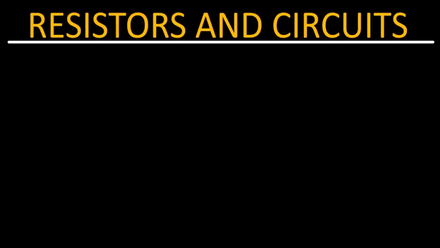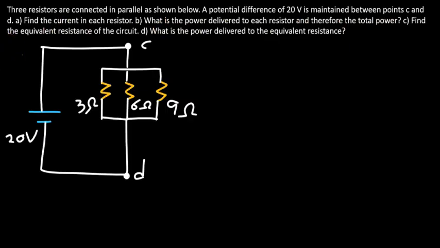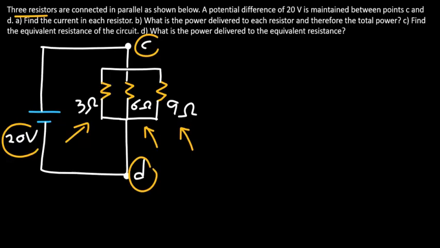In today's video, we will look at a few problems associated with resistors and circuits. Problem 1. Three resistors are connected in parallel as shown below. So that is the 3 ohm resistor, 6 ohm resistor, and 9 ohm resistor. A potential difference of 20 volts is maintained between points C and D. Find the current in each resistor.